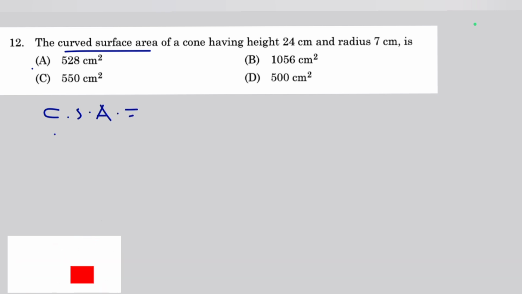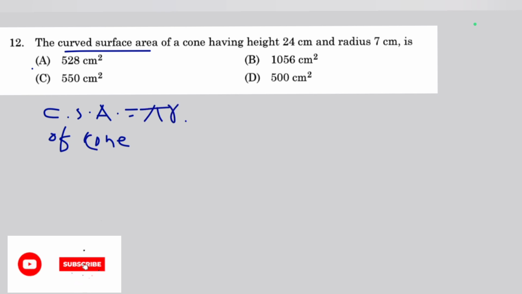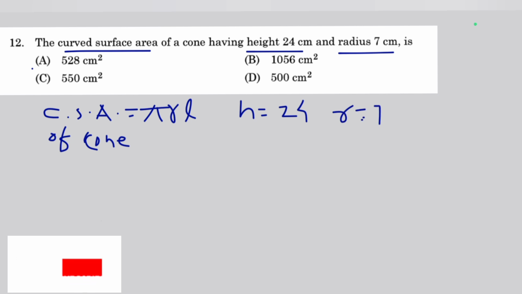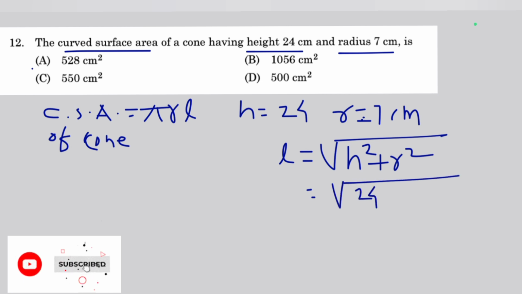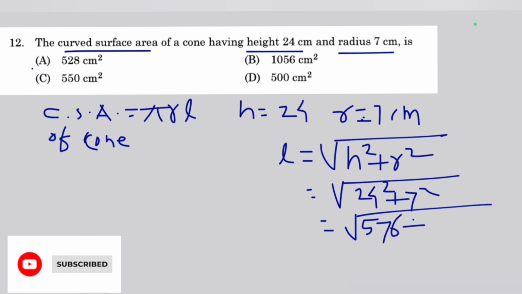Okay, so what is the formula for the curved surface area of a cone? That is pi r l. So we will require r and l, where l is the slant height. Here we are given h, that is 24, and the radius is given, that is 7 centimeter. I don't have l, so what is the formula for finding the slant height? That is the square root of h square plus r square. So I will write here, h is 24, so 24 square plus 7 square, that is 576 plus 49. So this gives us 625.